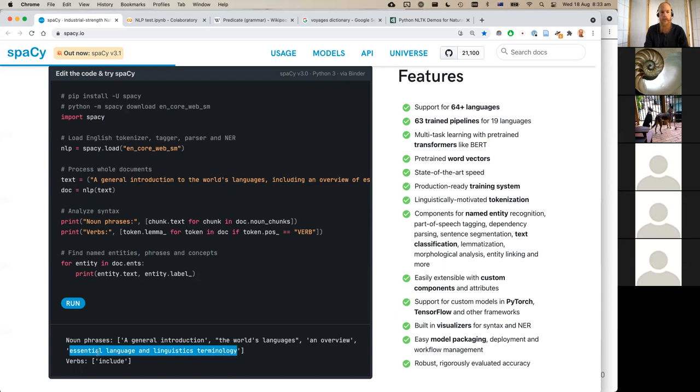This last one is quite an interesting deduction: it hasn't just given us linguistics terminologies as one noun phrase and essential language as another noun phrase. It's identified that that is an entire unit of meaning in there, and so that's been identified by the parser. And we also get our verbs out, it shows us any verbs if the token has been tagged as part of speech verb. So that's a nice little piece of code to play with as well.